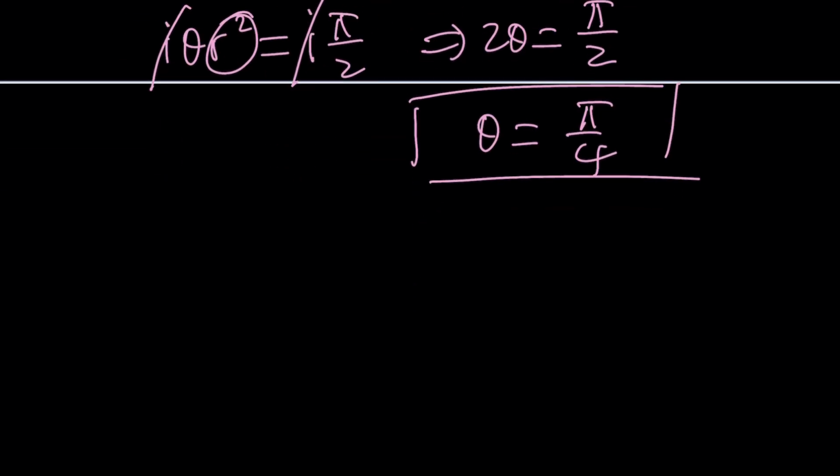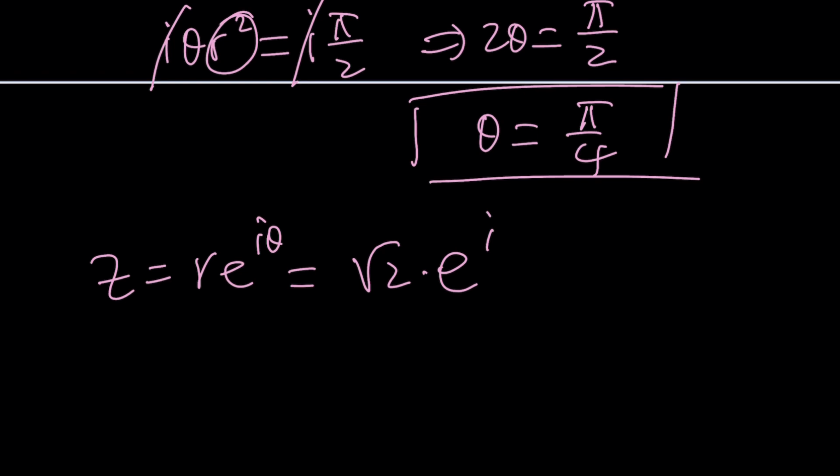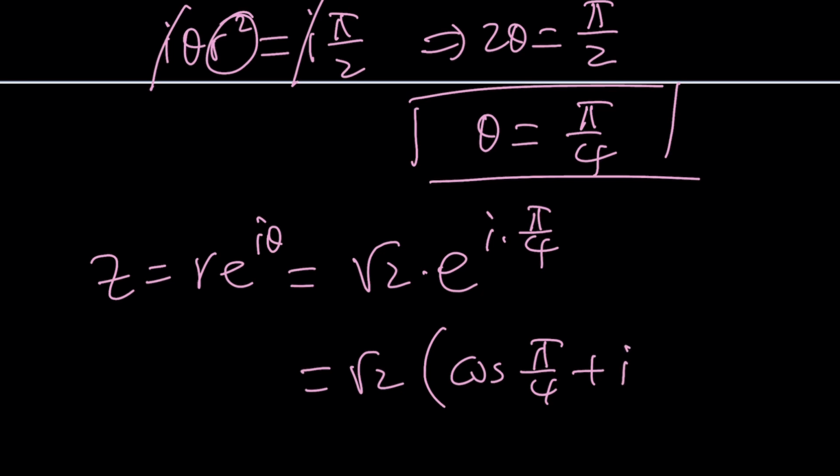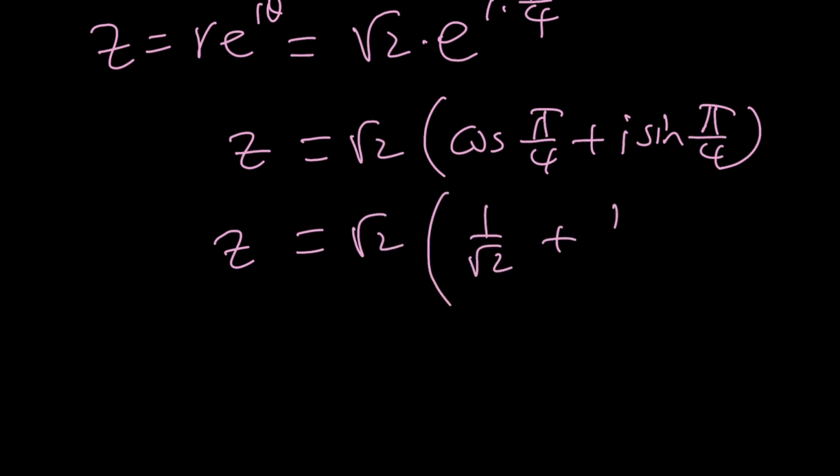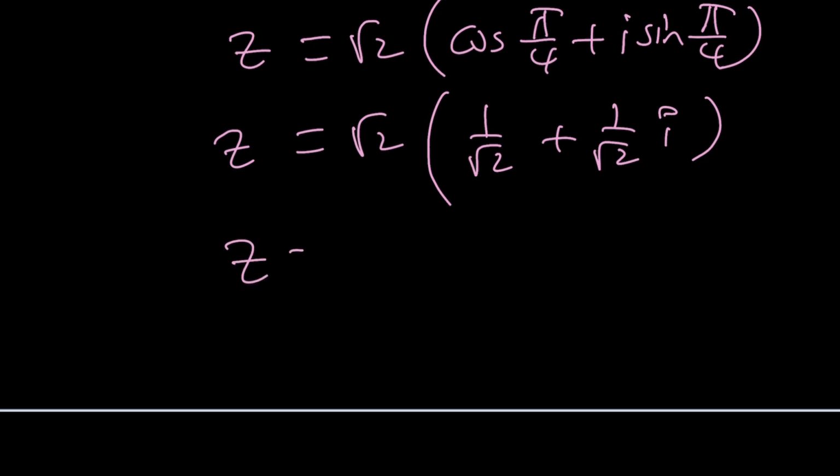For the z. z is r e to the i theta, which is root 2 times e to the power i pi over 4. You can leave it like that, or if you want, you can write this as cosine pi over 4 plus i sine pi over 4, and then plug in the values to find the standard form for z, which is root 2 times 1 over root 2 plus 1 over root 2 i. If you distribute, root 2 is going to cancel out. You're going to end up with 1 plus i.